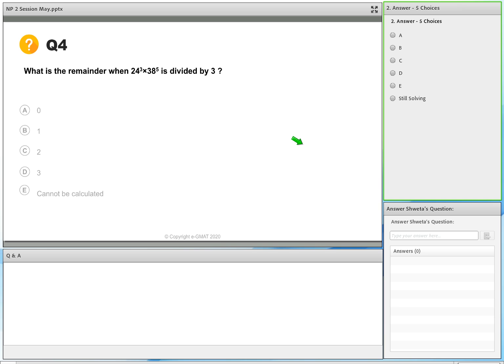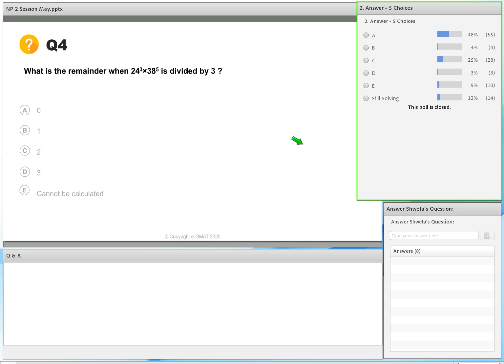Ending the poll in 10 seconds. Okay, here are the results. The majority went with option A. 48% of you marked A, and A is correct. The answer is 0. But there is confusion here. I can see 25% of you went with C, which is that the remainder is 2, and then very few votes for B, D, and E. So it's really between A and C.